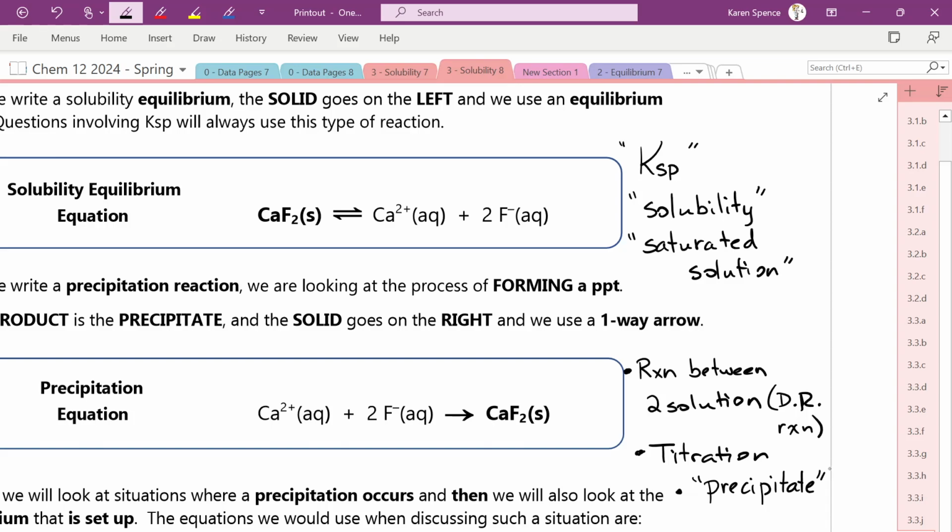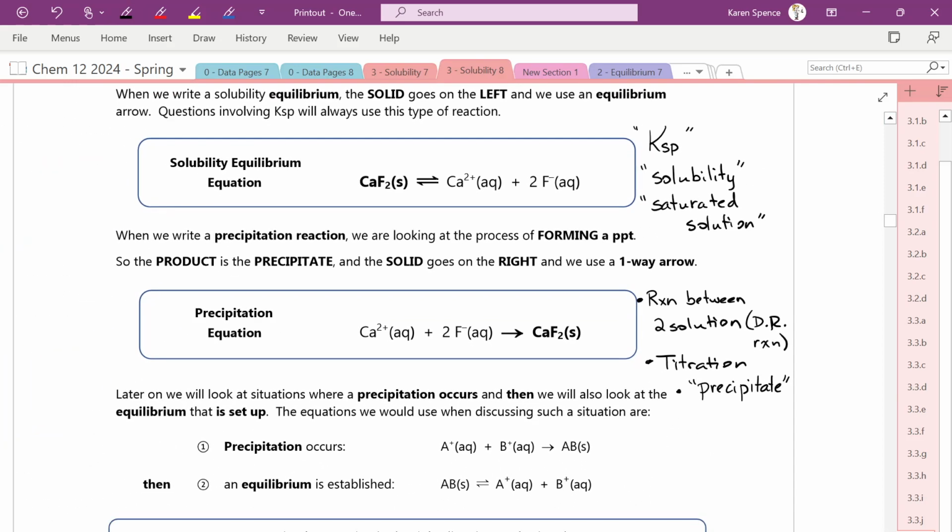Yes? So, precipitation, we will be later on, and this gets really confusing for people sometimes because they're like, I don't know which to use. Maybe we mix two solutions, a precipitate forms, and then we want to know about the solubility equilibrium equation. That will happen later, okay? Later, not now, later.